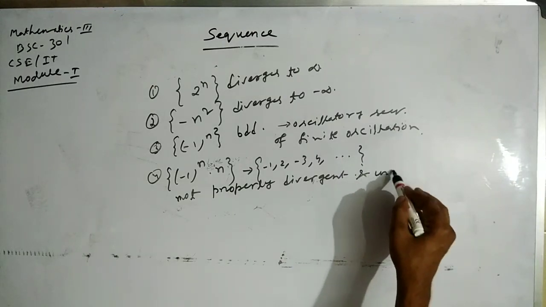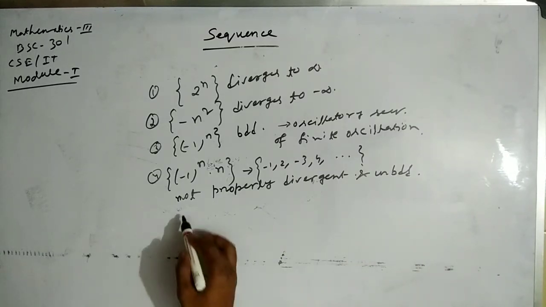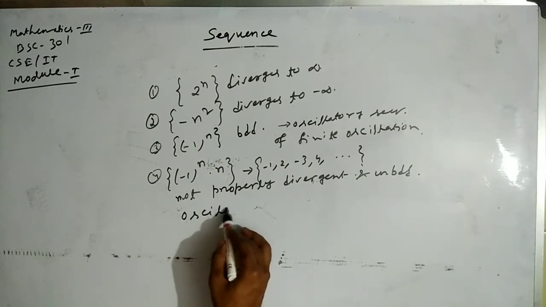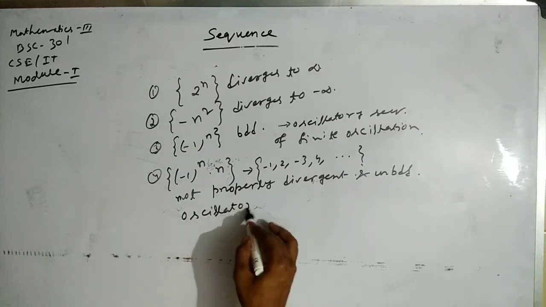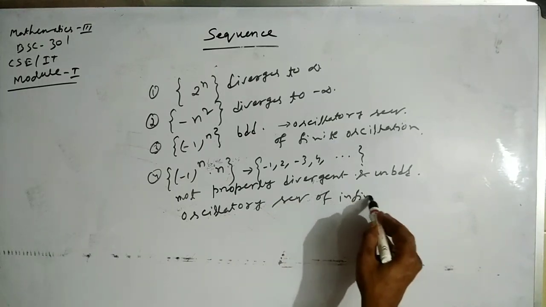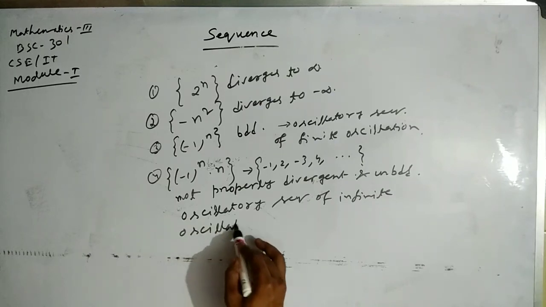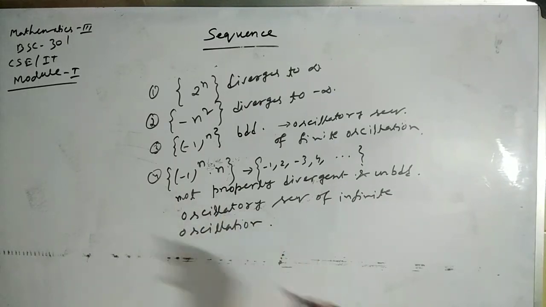And unbounded. So I just told you the definition that an unbounded sequence but not properly divergent is said to be an oscillatory sequence of infinite oscillation. So this was an example of an oscillatory sequence of infinite oscillation.